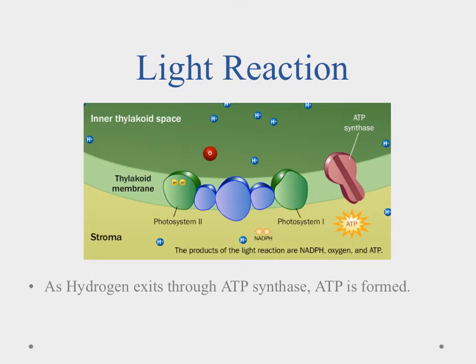Now, as you've seen, we've been collecting excess hydrogen here. That hydrogen will then move down ATP synthase, and we will form our ATP. So that is going to be our third product of the light reaction.